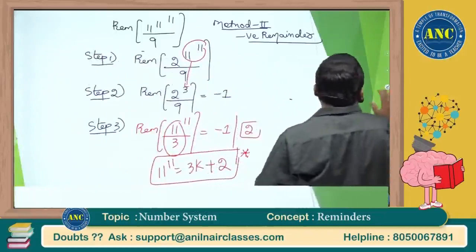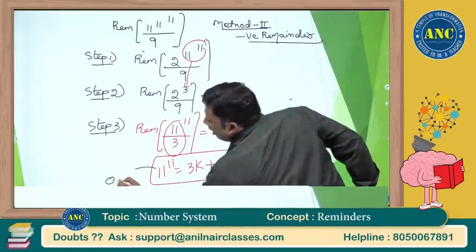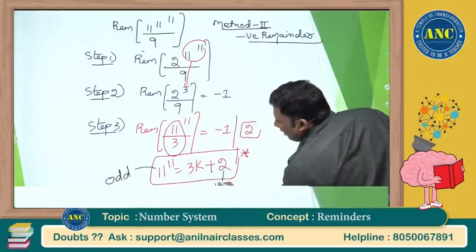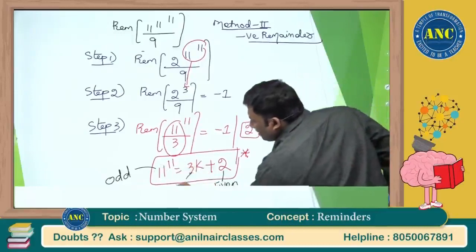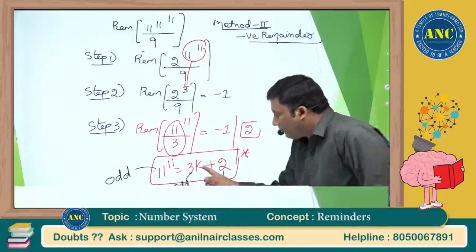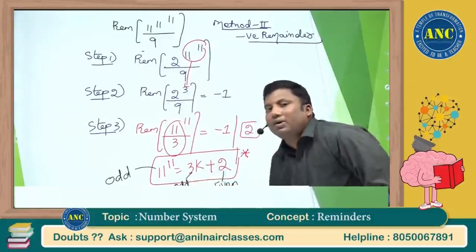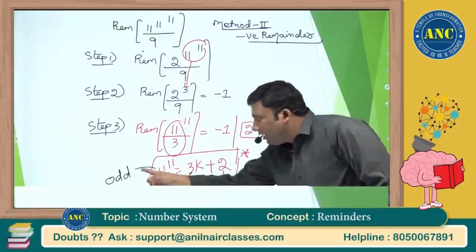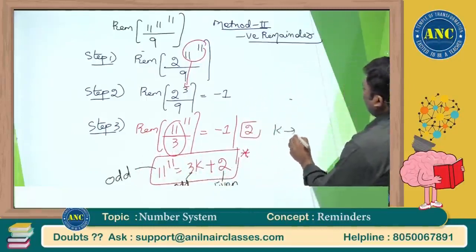Now here, this 11 is an odd number. Odd number power any number is an odd number. 2 is an even number. This is an odd number. Suppose if I take K as an even number, even number into odd number will be an even number, even plus even, it will be even, but the left hand side is odd, therefore K has to be an odd number.